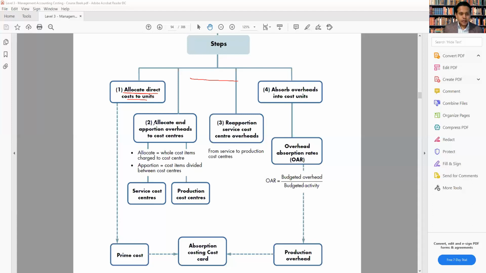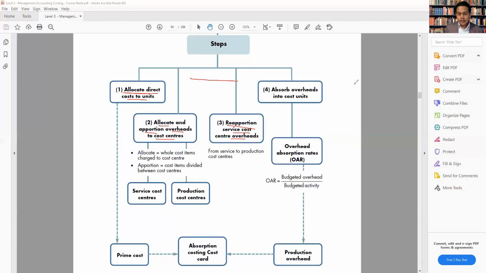Then we have allocate and apportion overhead to the cost center. You have to find the specific cost center where the cost is relevant, find the overhead and split the cost between those departments. Then reapportion service cost overhead. Now this one is a little bit tricky, because reapportion means I have already apportioned the cost.